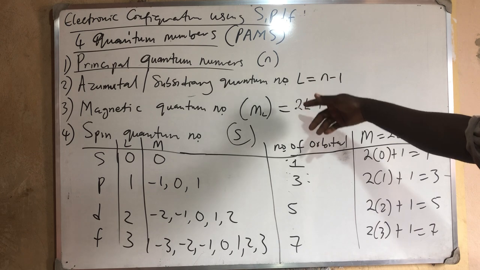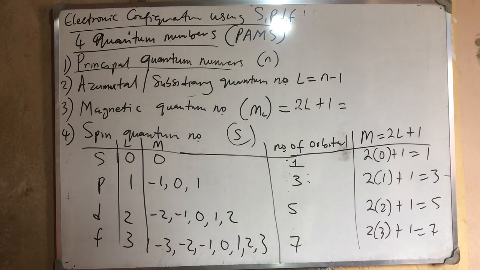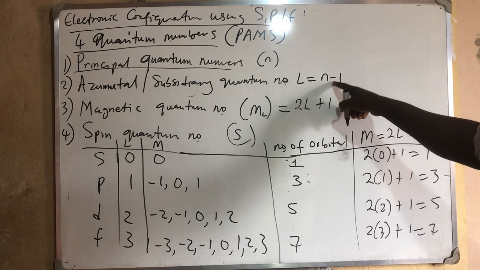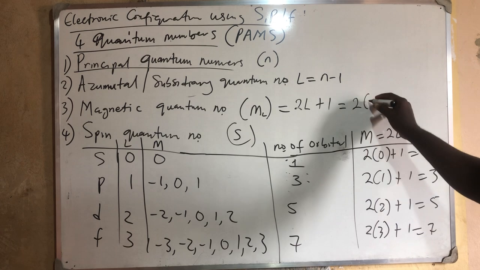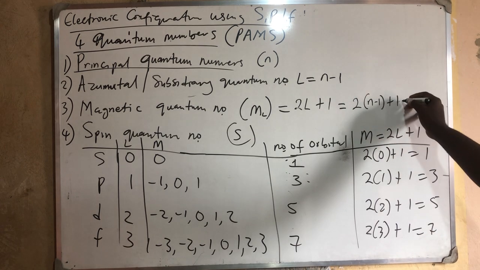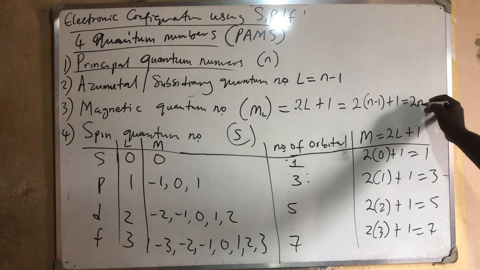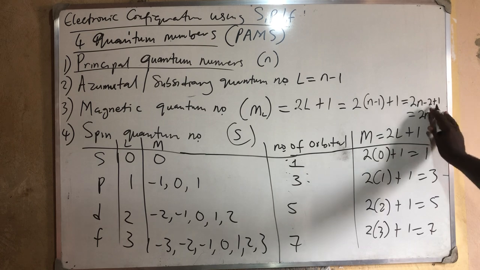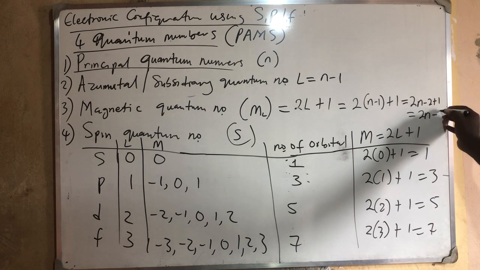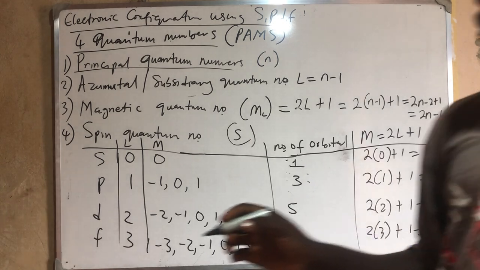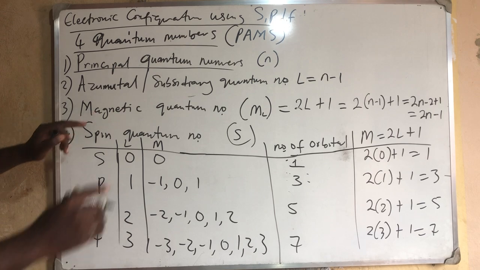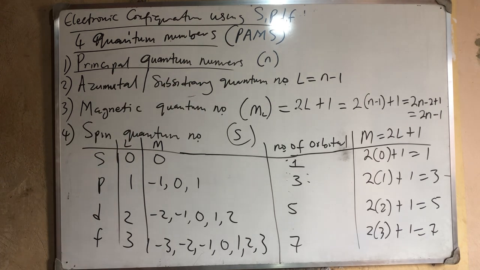The magnetic quantum number is related to the azimuthal quantum number by 2L plus 1. So if you decide to substitute L as n minus 1, we are going to see that this is 2 into n minus 1, then plus 1. So this is 2n minus 2 plus 1, which is 2n minus 1. So if you want to go direct from the principal quantum number to the magnetic quantum number, you will use 2n minus 1. But I like students to know how they are related to each other.